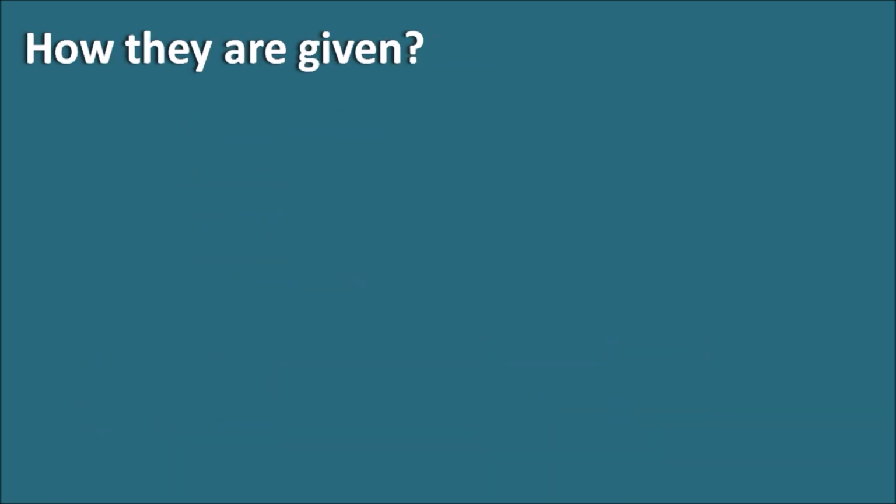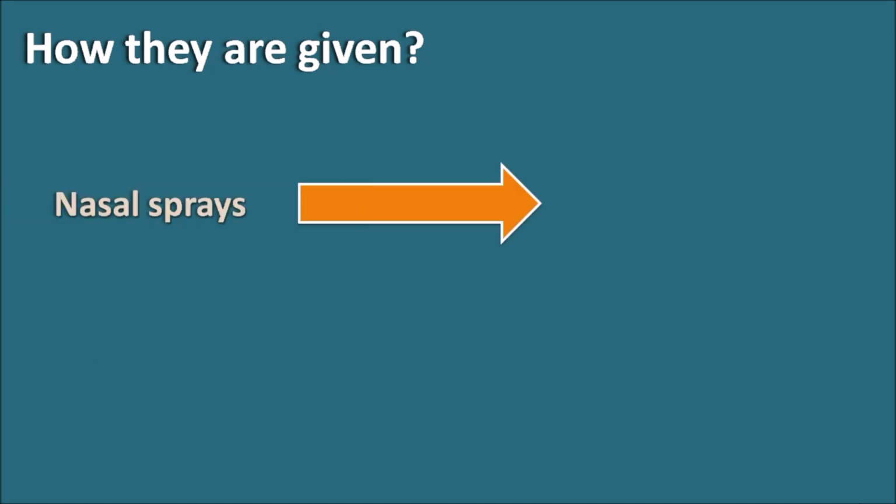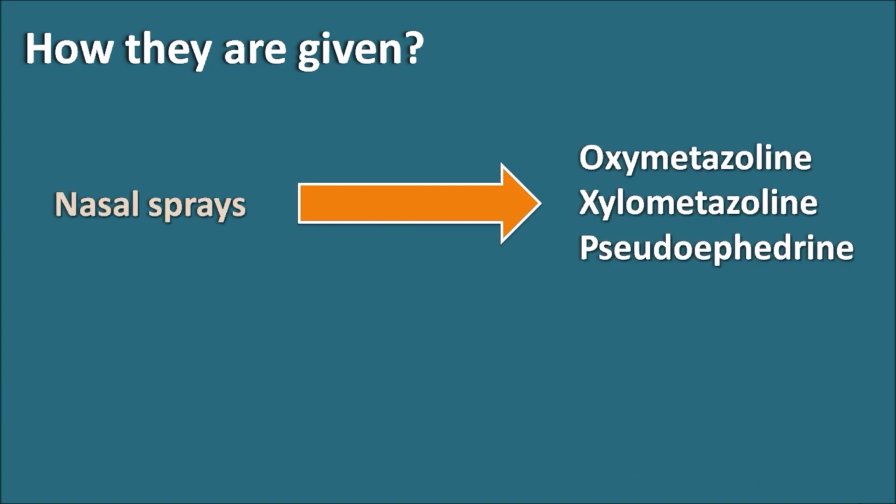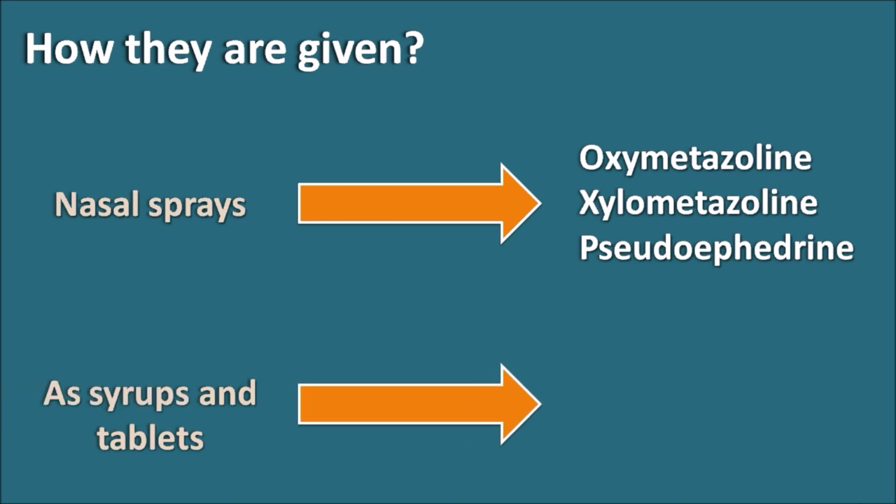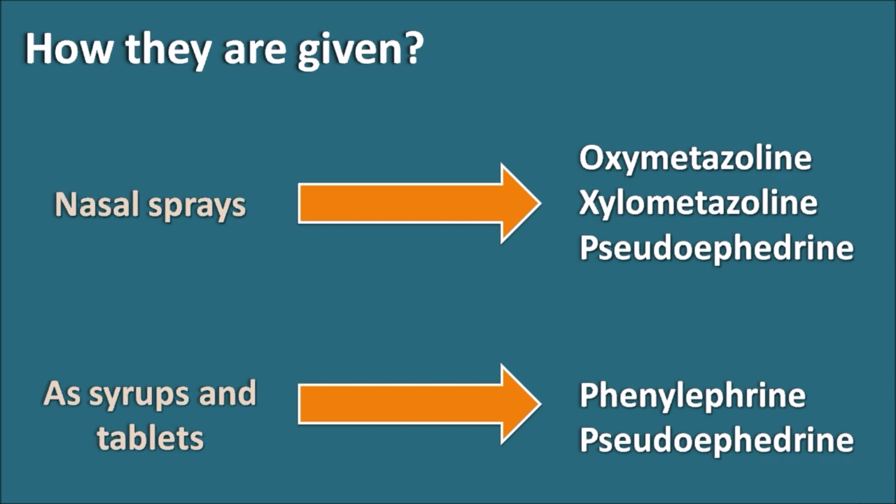How are these drugs given? These drugs are given as nasal sprays. A few of the drugs which are given as nasal sprays include oxymetazoline, xylometazoline and pseudoephedrine. Similarly, these drugs can also be given as syrups as well as tablets. Two of the drugs which are given as syrups and tablets include phenylephrine and pseudoephedrine. You can observe that pseudoephedrine can be given as a nasal spray, syrup as well as tablets.